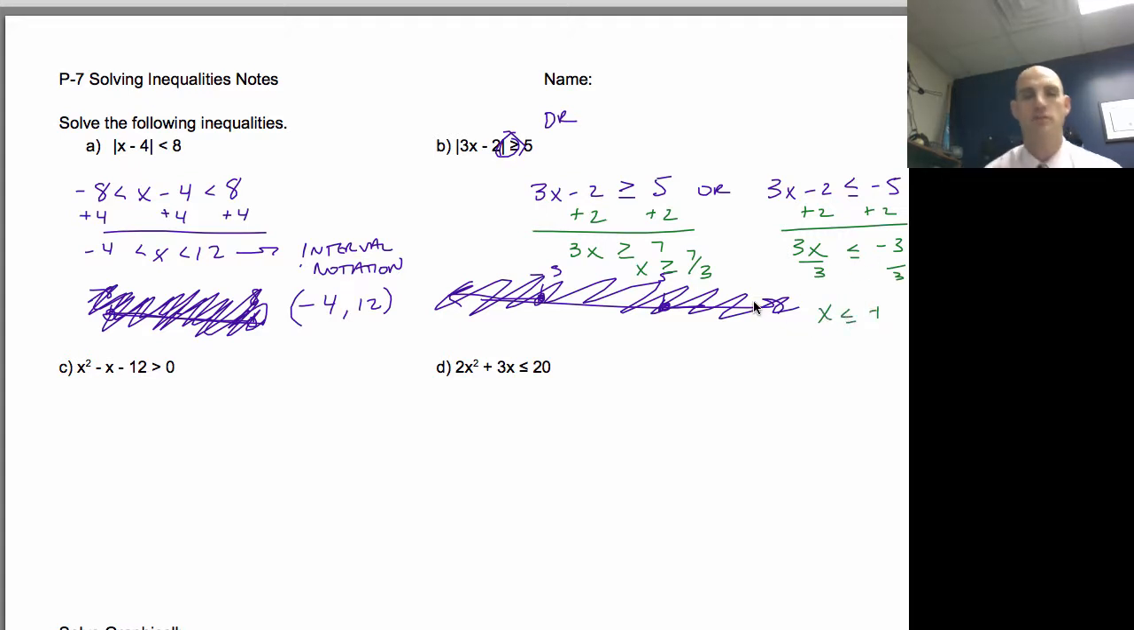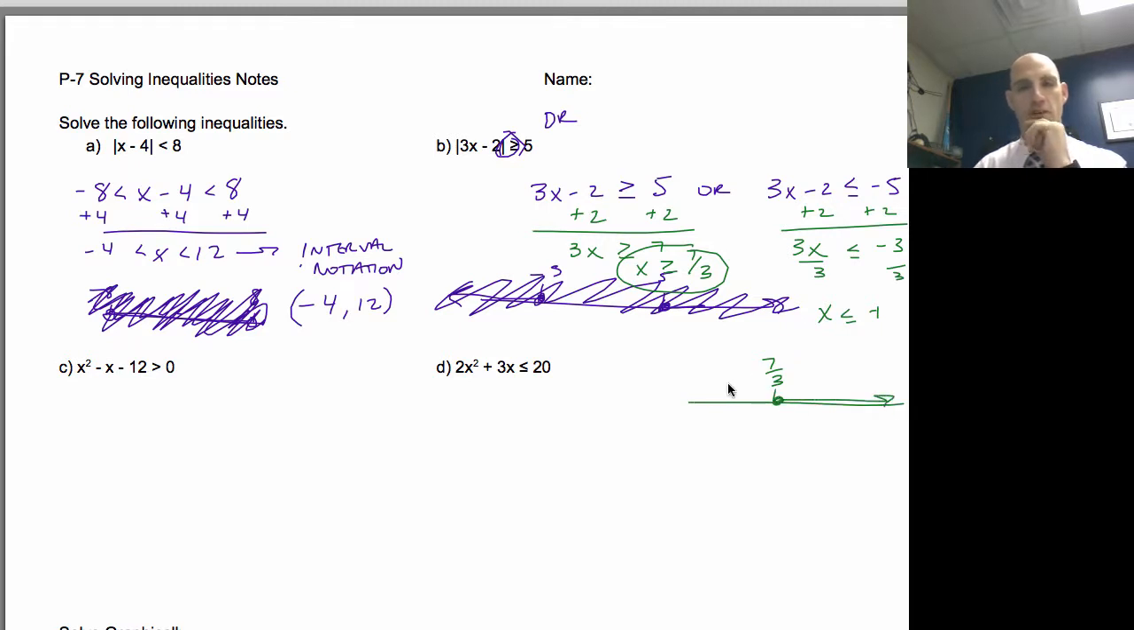All right, so what does my solution look like now? So x is bigger than 7/3, and x is less than negative 1. And so for this one, I'm going to have a compound. So let's look at this part first here. x is greater than or equal to 7/3. So on my number line, let's just visualize.